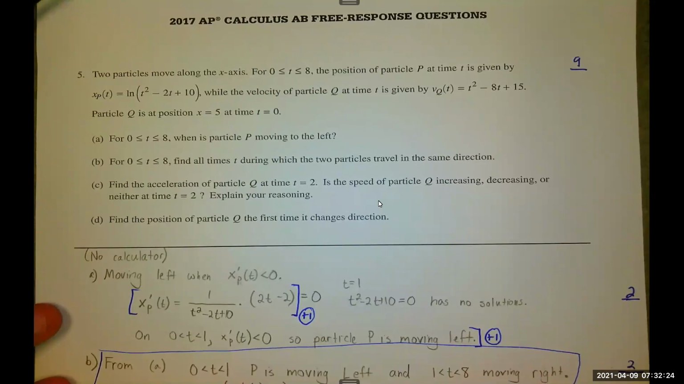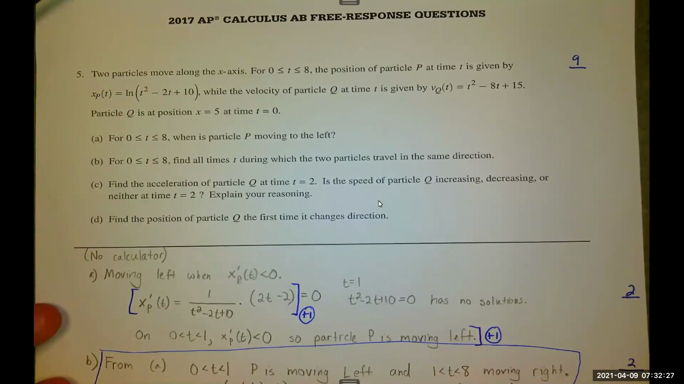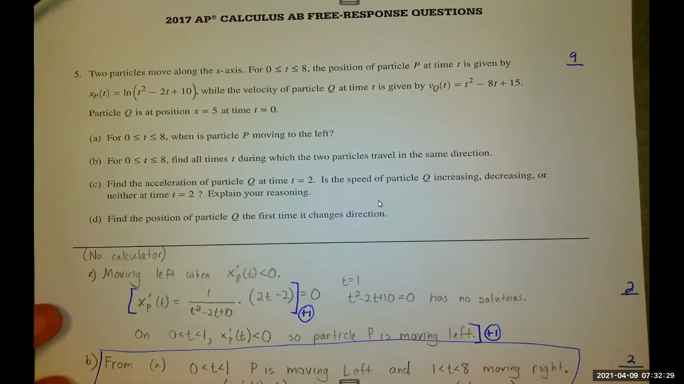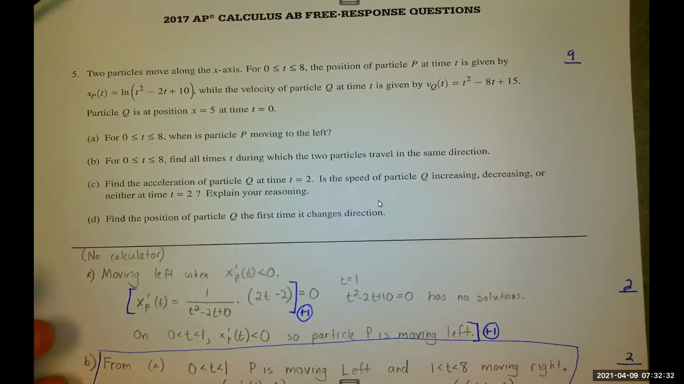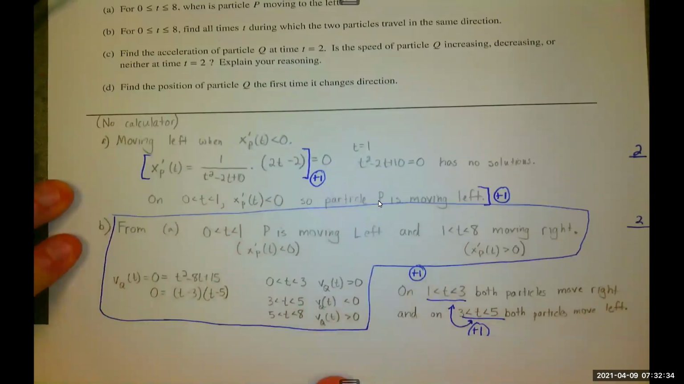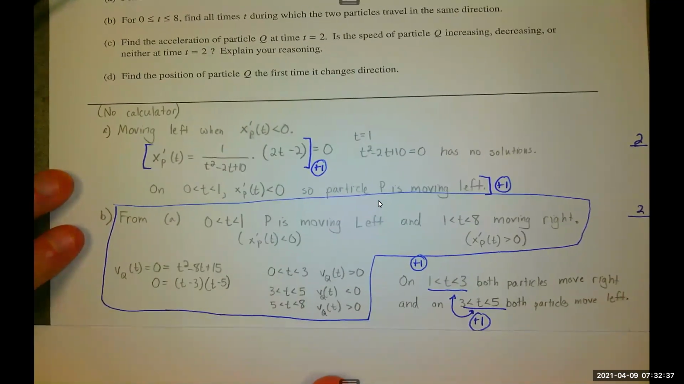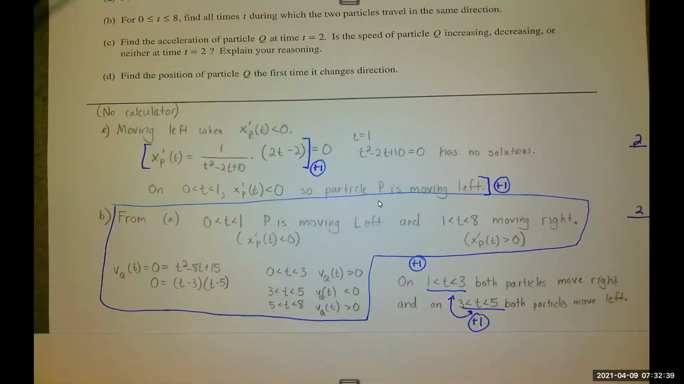This time we notice that we have the velocity, so we don't want to take the derivative at all. What we want to do is consider, okay, when does this velocity equal 0? Because that means the particle is at rest. And when the particle is at rest, that means that it could change direction. So from 0 to 3, we can determine that the sign of the velocity for particle Q is positive. From 3 to 5, the sign of the velocity is negative. 5 to 8, the sign of the velocity is positive. And then we match up 1 to 3, both particles are moving right. 3 to 5, both particles are moving left.